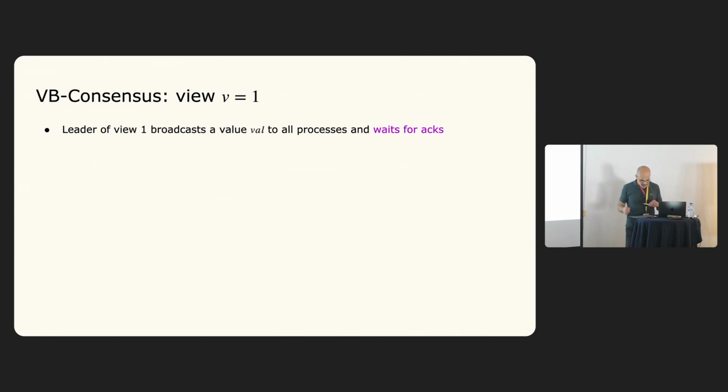So the suggestion was that the leader of view one broadcasts a value to all processes and then waits for ACKs. Okay, so how many ACKs should the leader wait for? Let's express it in terms of the total number of processes n and the failure threshold f.